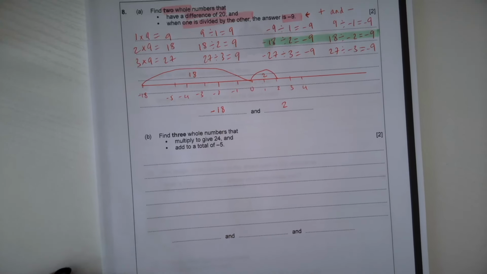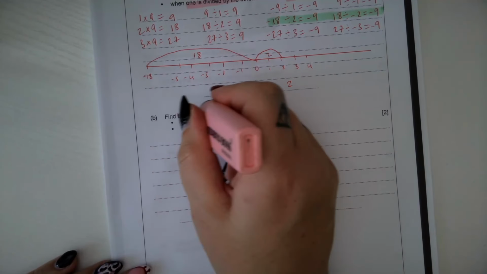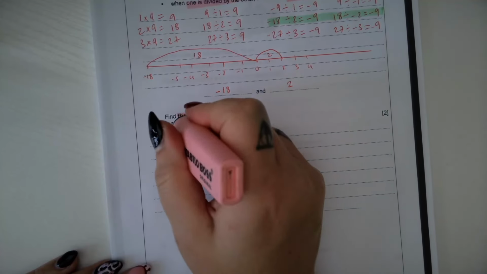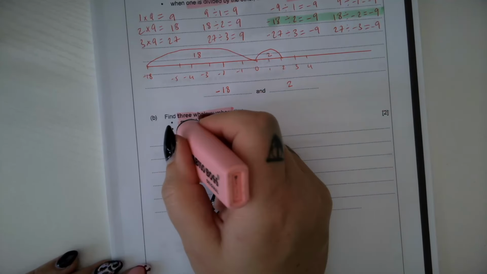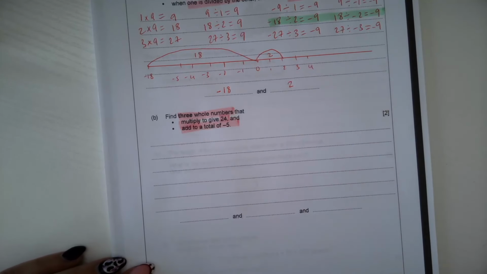Okay, part B, find 3 whole numbers. So again, we're working with whole numbers that multiply to give 24 and add to give a total of -5.